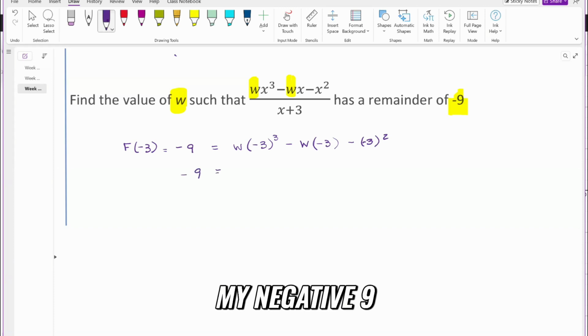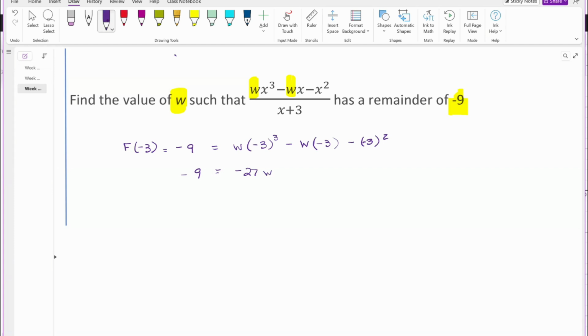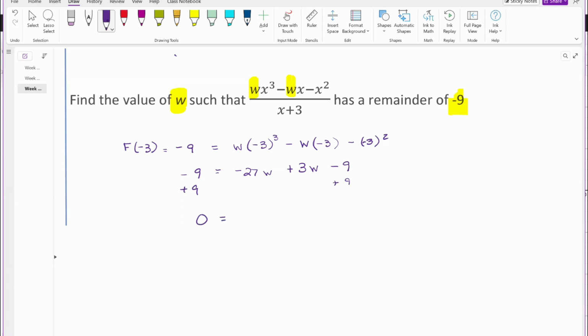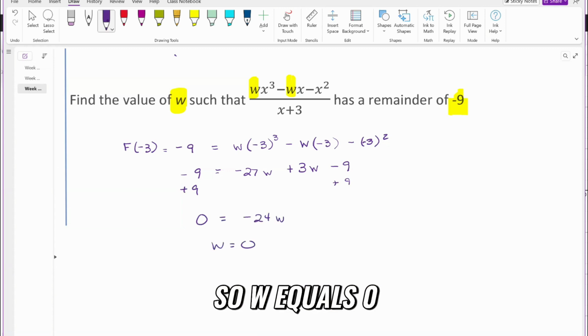So my negative 9 has to equal negative 27w plus 3w minus 9. Oh, well, when I add my 9 and I add my 9, I get 0 equals negative 24w, so w equals 0. That's a silly problem.